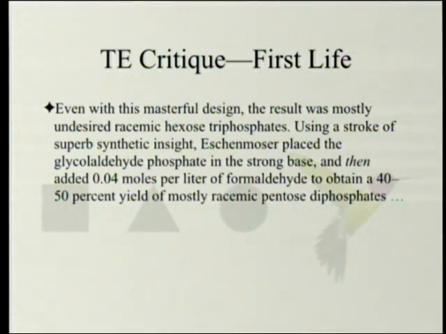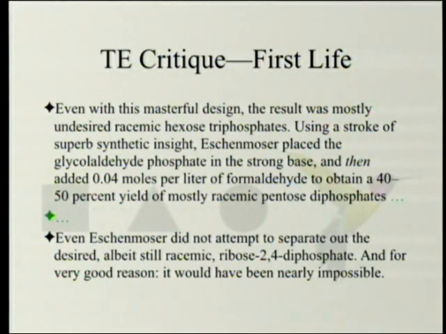Eschenmoser placed the glycoaldehyde phosphate in the strong base and then added 0.04 moles per liter of formaldehyde to obtain a 40 to 50% yield of mostly racemic pentose diphosphates. The pentoses are that whole set that you saw. So 40 to 50% of mixed stuff.